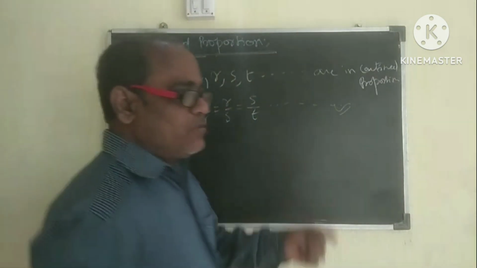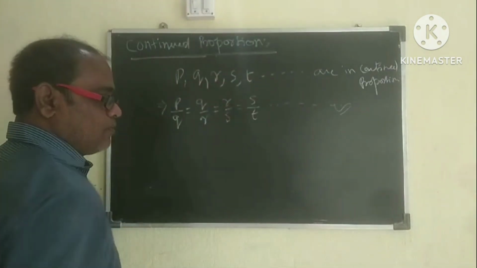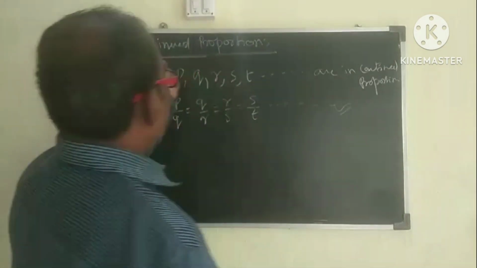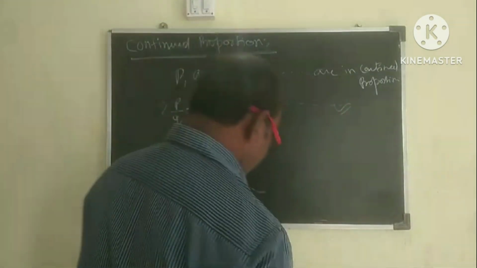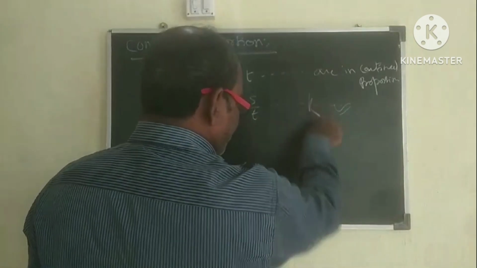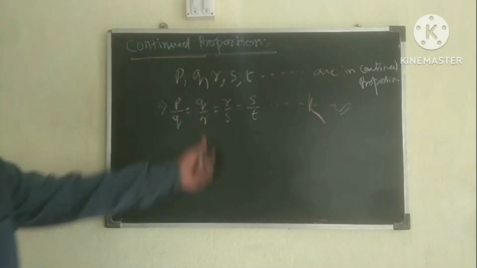This is what we can understand from continued proportion. So in the exam, while solving, we will be given some questions which we have to solve with the help of continued proportion. Then we have to take the common ratio to be equal to k. With the help of k, we can find out the values.